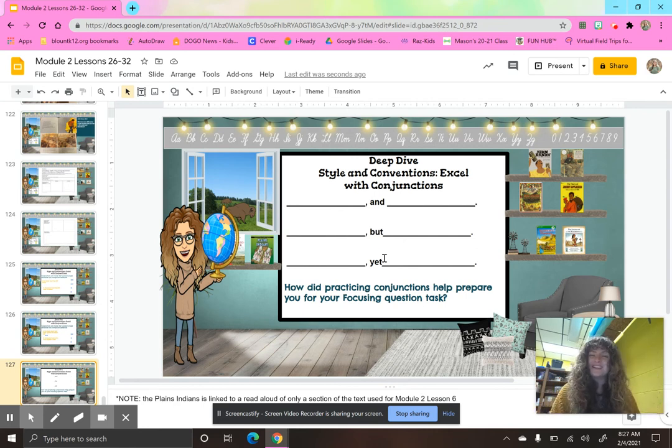All right, Smarties, that is going to be it for lesson 30. Remember, if you are one of my Smarties, send me a picture of your evidence organizer. I know there weren't a lot of questions that were asked in this lesson, but this was a lesson for us to organize our thoughts for our writing task.